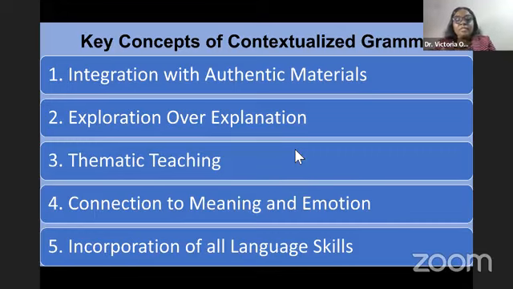Again, there's a connection between meaning and emotion when you use contextualized grammar. So when you teach grammar in context, it emphasizes the connection between the grammatical choices and the effect that they have on the meaning, the effect that they have on their audience response, and the effect that they have in the various texts that they are reading.